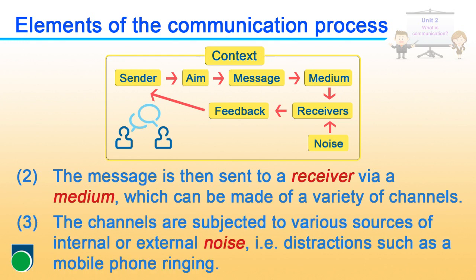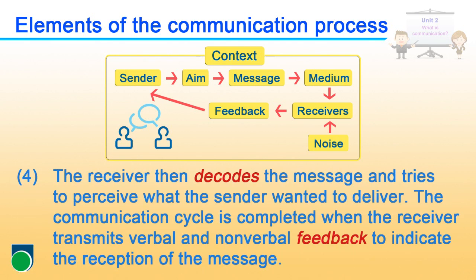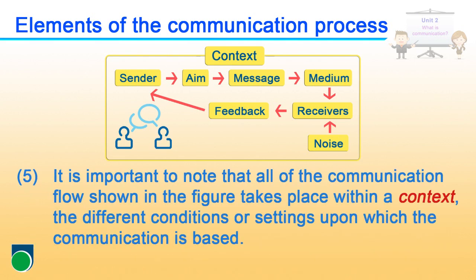The channels are subjected to various sources of internal or external noise, that is, distractions such as a mobile phone ringing. The receiver then decodes the message and tries to perceive what the sender wanted to deliver. The communication cycle is completed when the receiver transmits verbal and non-verbal feedback to indicate the reception of the message. It is important to note that all of the communication flow shown in the figure takes place within a context, the different conditions or settings upon which the communication is based.